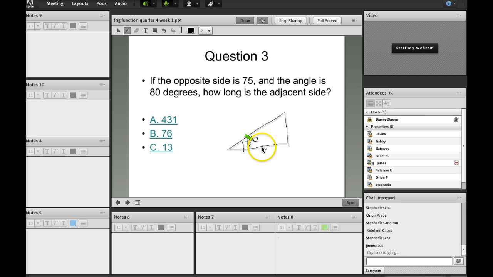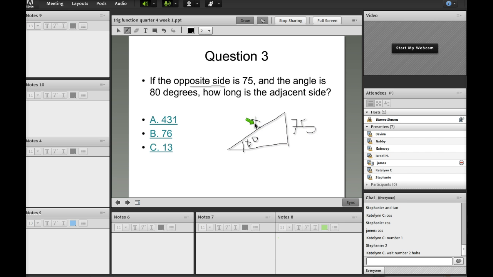Which side is opposite? Is this the opposite side, or would this be the opposite side? Number 1 or number 2? Which side is opposite? Oh, sorry. This is number 1. This is number 2. Number 2 is opposite, right? Because we want the opposite side. So this side is 75. Good, Stephanie. And we want to know this side.